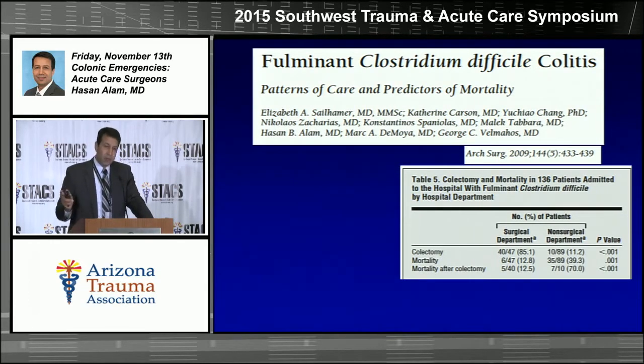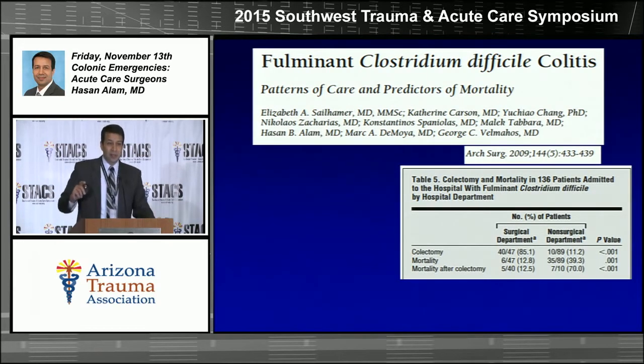And if you look at the 2 columns, the patients who were admitted to the surgical service versus the patients who were admitted to the medical service. Look at the first column now. If they were admitted to the surgical service, 85% of them got a colectomy. The mortality was about 13%. If they were admitted, on the other hand, to the medicine service, a small number of them got a colectomy. Mortality was about 3-fold higher. And if they eventually got an operation, the mortality was about 6-fold higher.